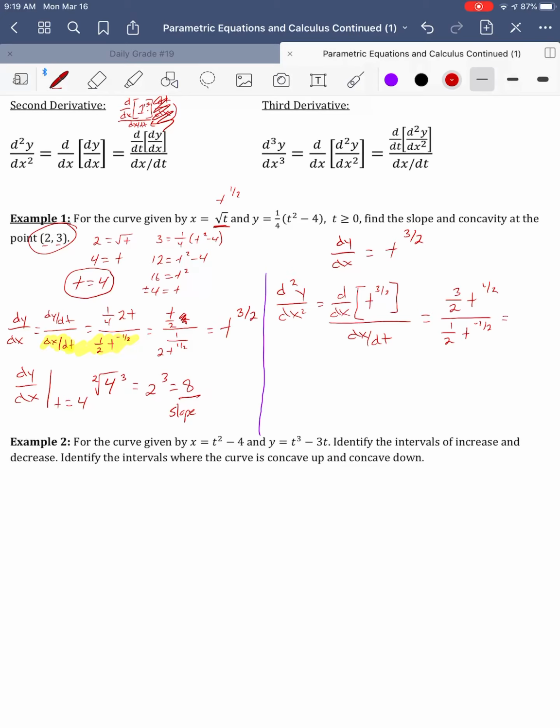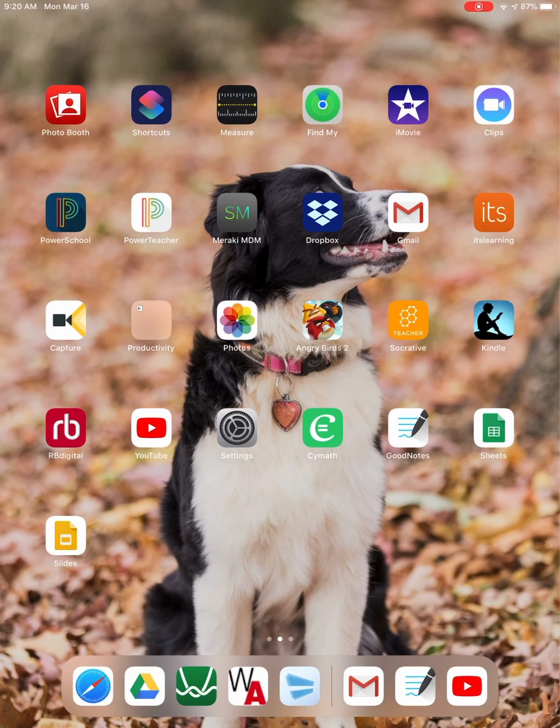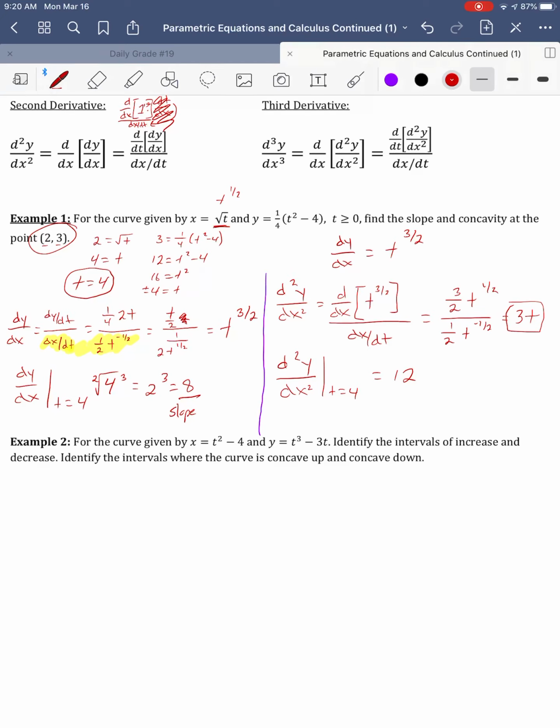It's a little bit of a mess, but it actually cleans up really nice. So 3/2 divided by 1/2 is just 3, and then t to the 1/2 divided by t to the negative 1/2 is just t. So the second derivative is just 3t. If I want the second derivative such that t equals 4, you get 12. So that means it's concave up, which, looking at this picture, we can see concave up like a cup. It agrees. You won't have an image on the AP test of what the functions actually look like, but that's the process.